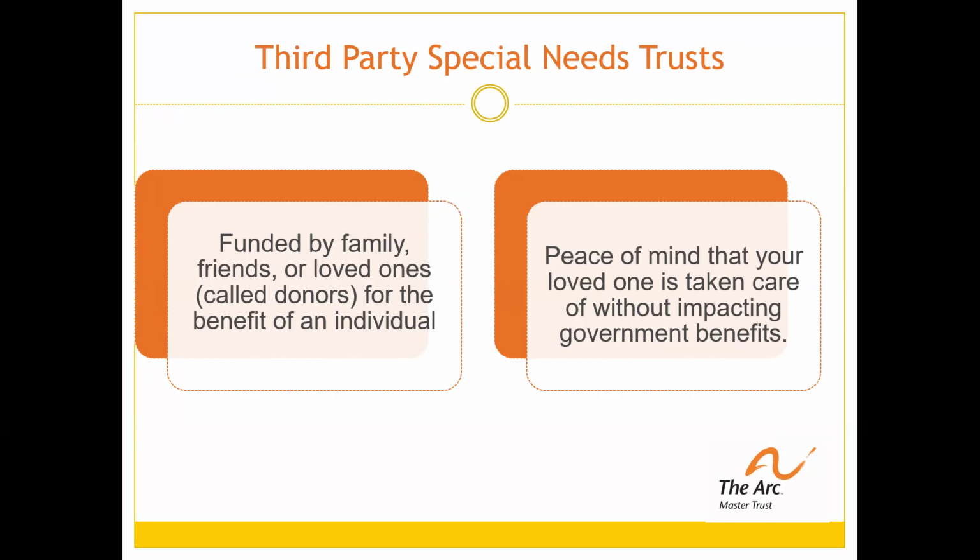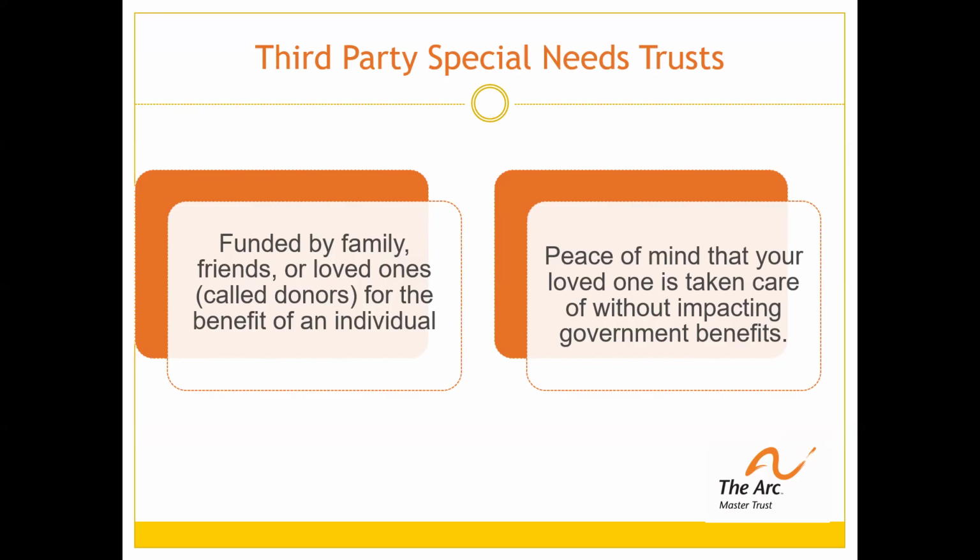The funds that are going into the third-party trust do need to come from someone who is not the intended trust beneficiary, which is why the trust is referred to as third party. There is not a familial requirement to establish the third-party trust. The person or individuals who choose to establish a special needs trust for the benefit of somebody else are typically referred to as the donors. And again, the person for whom the trust is established is known as the beneficiary.